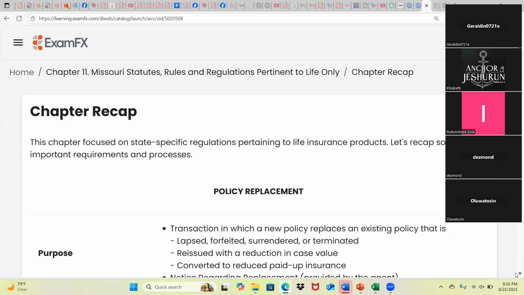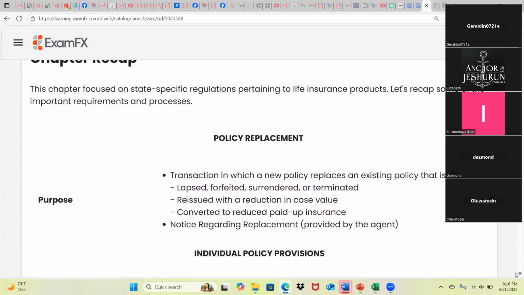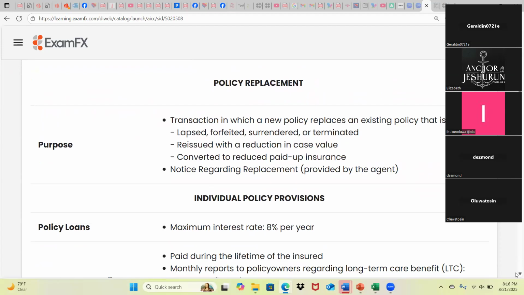So here we are. Policy replacement, you know. And again, as you guys have seen, the state is very keen when it talks about policies that are being replaced. When you want to replace a policy, even if you're writing a new policy, they will ask you if that client has any policy that has lapsed, been forfeited, surrendered, or terminated within probably the last 1 year or the last 5 years, or reissued with a reduction in cash value, or converted to a reduced paid-up insurance. They want to know all of that information.